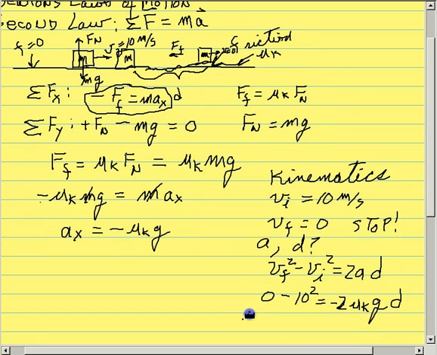So let's do that right down here. We'll get minus 100 equals 0.2 times 2 is 0.4 times 10. g is a given constant. So that's minus 4 d. Or d is equal to 25 meters. And that's the solution of the first type of problem that you encounter when you solve friction problems.